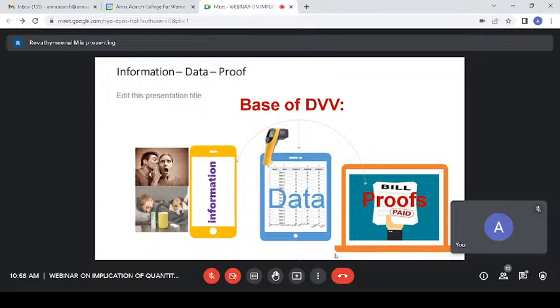This is the way NAC checks us. NAC looks for the information, NAC then checks the data, NAC then looks after the proofs. The information should match with the data. The data must match with the proof. If information, data and proofs match up, then in that case, that metric gets counted. Then in that case, the metric is accepted. Otherwise, there will be queries in this particular metric. Let's go to the next slide, please.